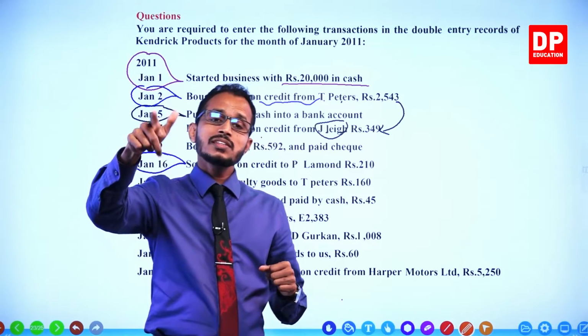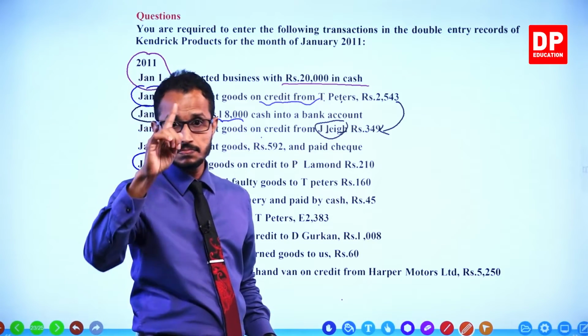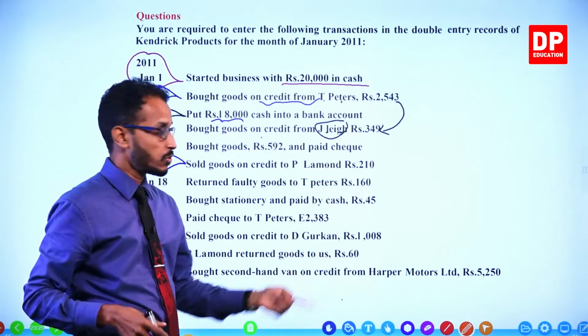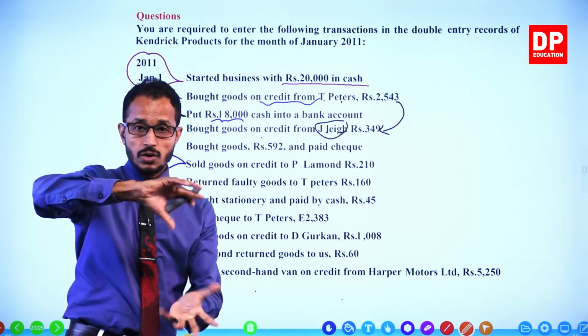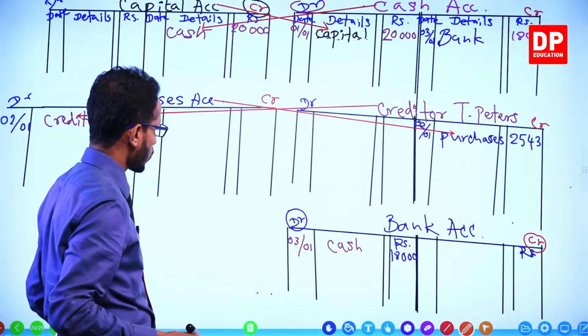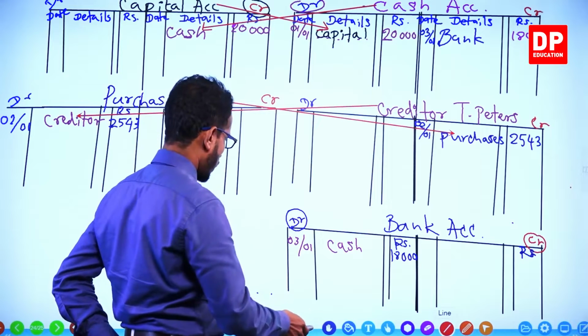Which means, children, selling goods should go to the sales account. Okay? Sold goods, so it should go to the sales account. And since goods are going out, outs are always credited. We need an account called sales account. And it should be credited. Right?